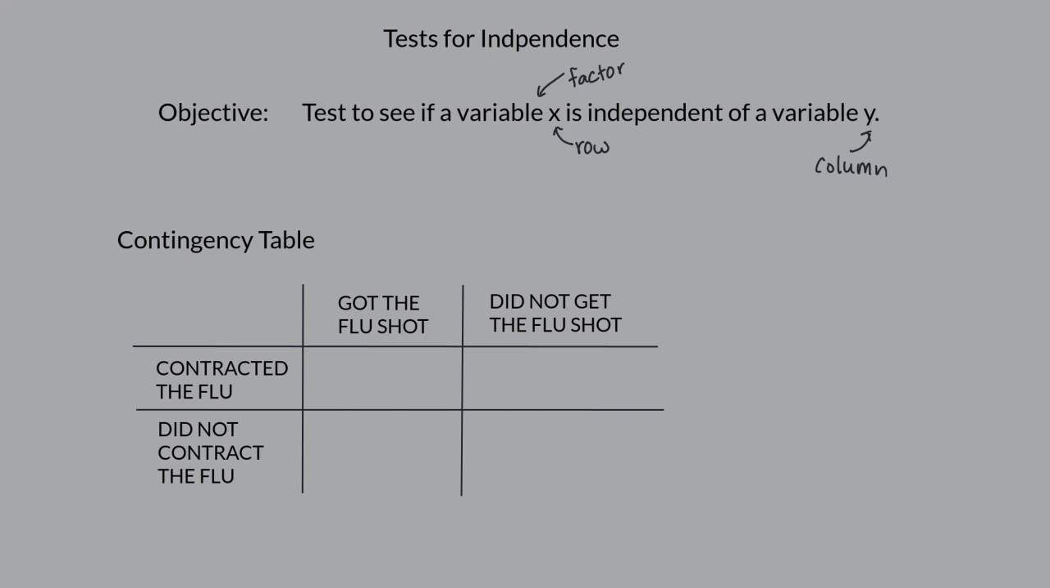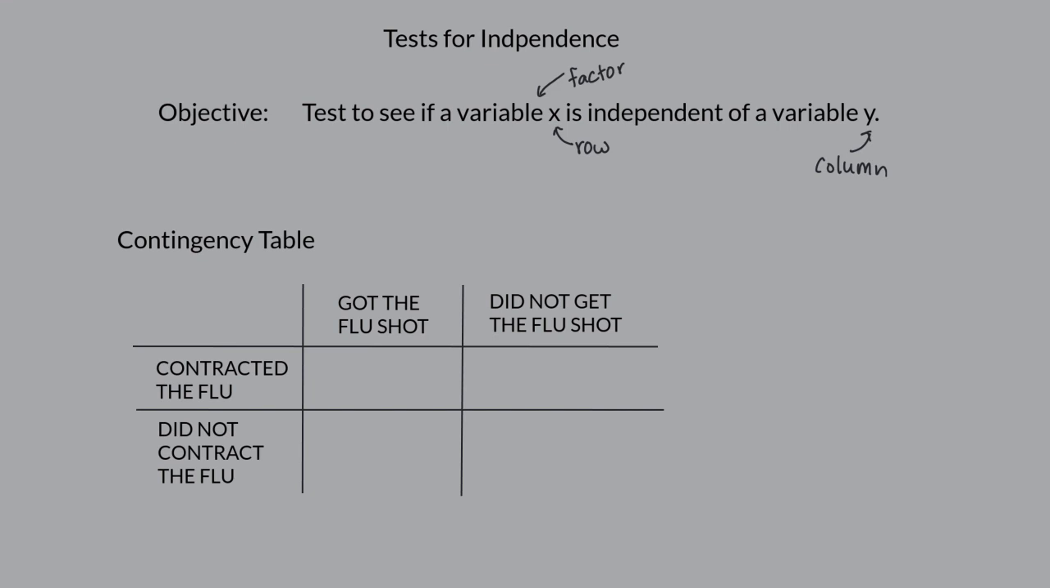So here's an example of a contingency table. It compares two variables. The row variable here is whether or not the person contracted the flu, and the column variable is whether or not a person got the flu shot. Using a contingency table like this, we might be able to test the claim that getting the flu is independent or dependent of whether or not the person got a flu shot.